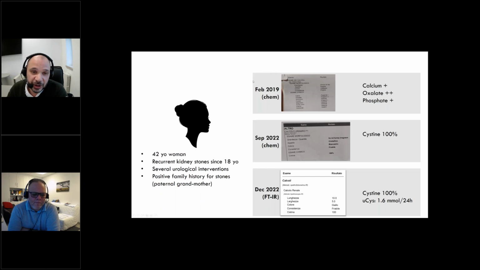In fact, if the patient had stopped investigations at the first stone analysis, she would have probably been classified as an idiopathic calcium oxalate stone former. Maybe someone might have hinted at some incomplete dRTA or primary hyperparathyroidism or medullary sponge kidney because of the amount of phosphate in the stone. But positive family history would not have helped, because also idiopathic calcium stones tend to run commonly in families.